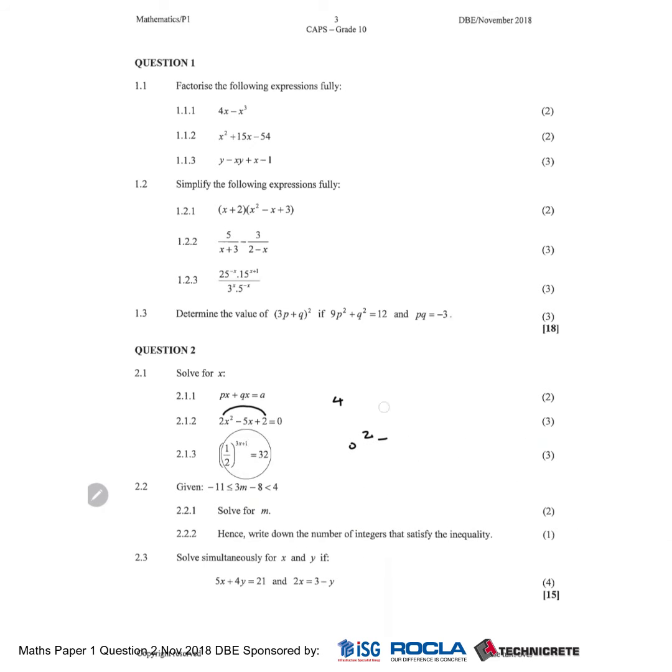Now that we have that here, 2x minus 1 and x minus 2 is equal to 0. Therefore x can be a half, or x can be 2.